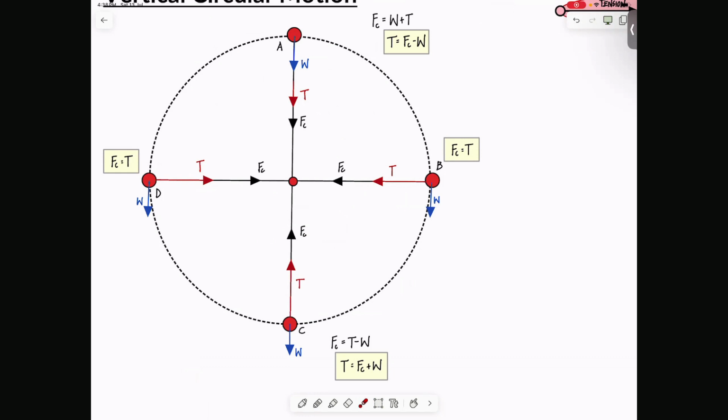Why? Because the weight is too much and it doesn't need that much force. It just goes down straight away, right? So yeah, that is your vertical circular motion.